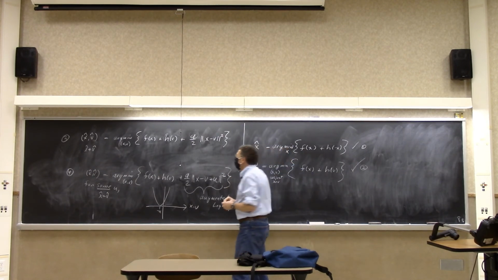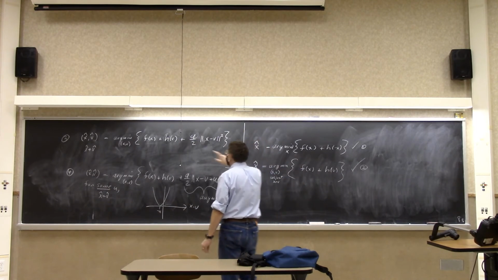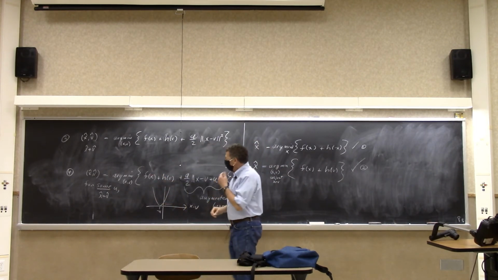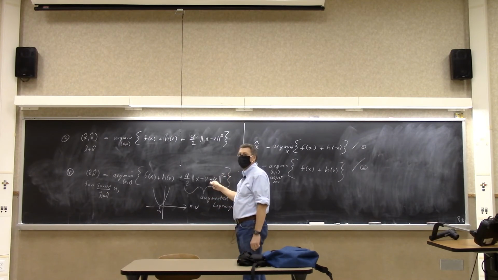Okay, so that's 1, 2, 3, 4. There's a step 5. The step 5 is how do you pick u? That's the one thing I haven't told you yet. How do you pick u?